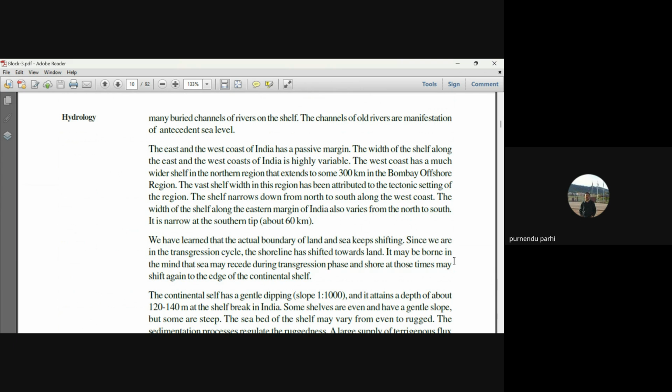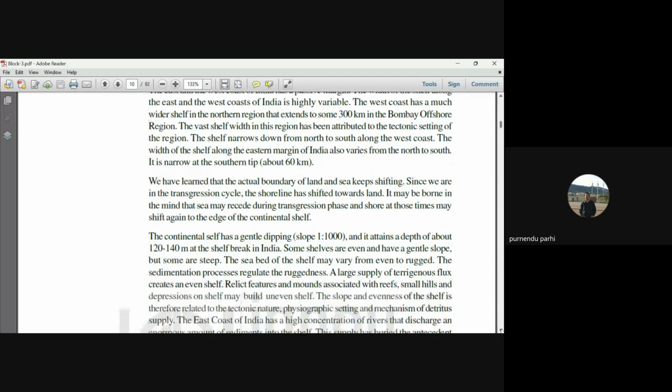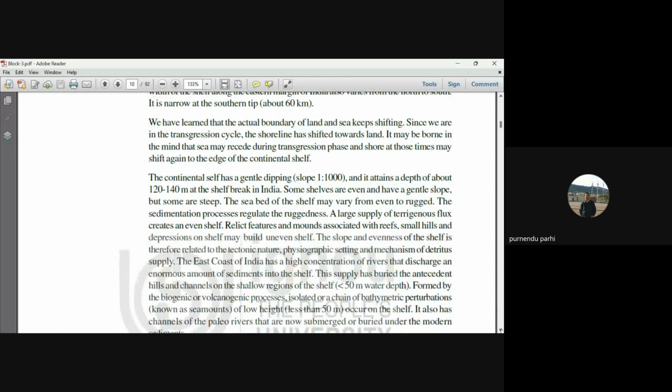The continental shelf has a gentle dip and it attains a depth of about 120 to 140 meters at the shelf break in India. Some shelves are even and have a gentle slope, but some are steep. The seabed of the shelf may vary from even to rugged. The sedimentation process regulates the ruggedness. A large supply of heterogeneous flux creates an even shelf.